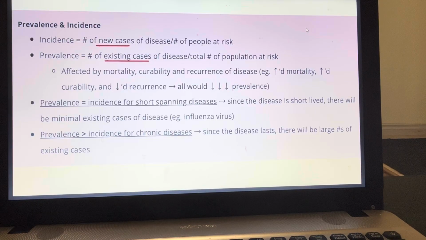Totally, like saying earlier, prevalence is affected by mortality, curability, and recurrence of disease. If curability is increasing, it means people are getting cured and there is less recurrence of the disease, that decreases the existing cases, that is prevalence. And prevalence equal to incidence is the short span of disease. They can say in the question, the disease is short lived and incidence equal to prevalence.